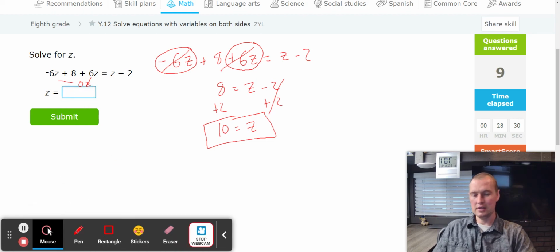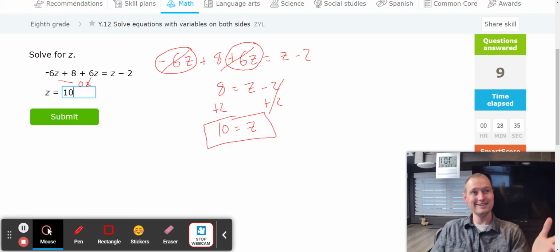So I almost pressed the enter button right now. I didn't even put the answer in there. So now I got my answer in there. So I got Z is equal to 10.